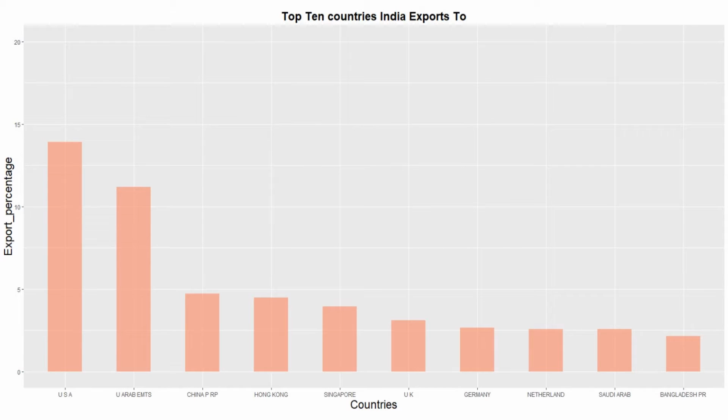These are the top 10 countries India exports to. USA is the biggest destination for Indian products, which accounts for almost 14% of India's total exports, closely followed by UAE with 12%.